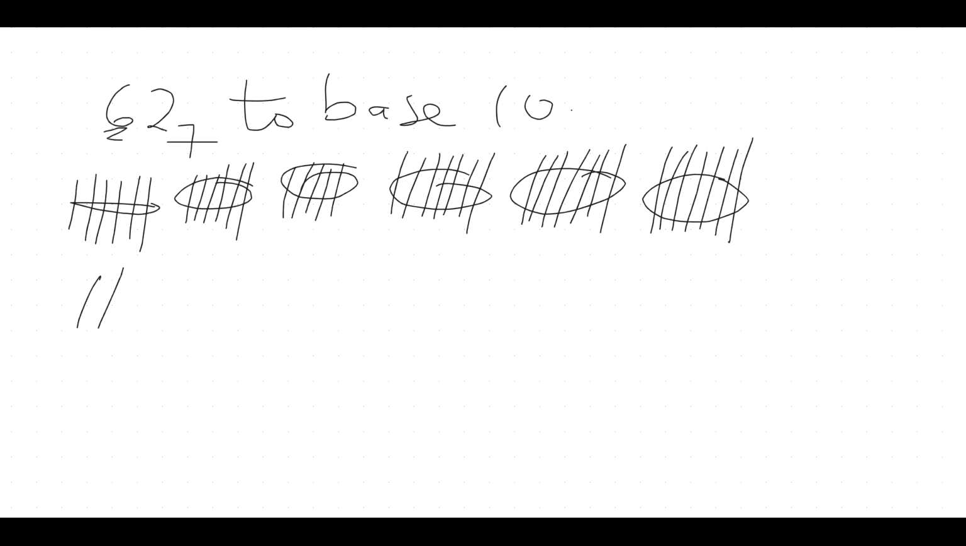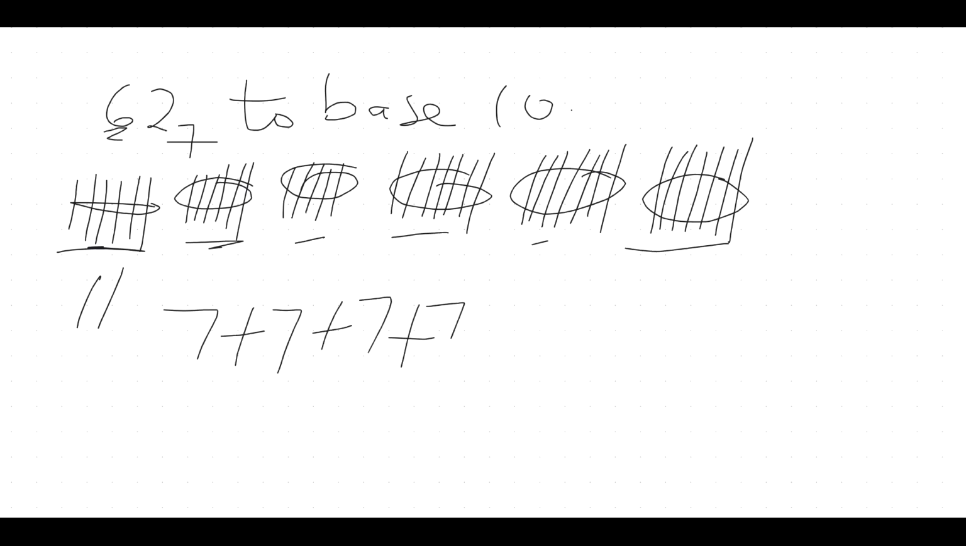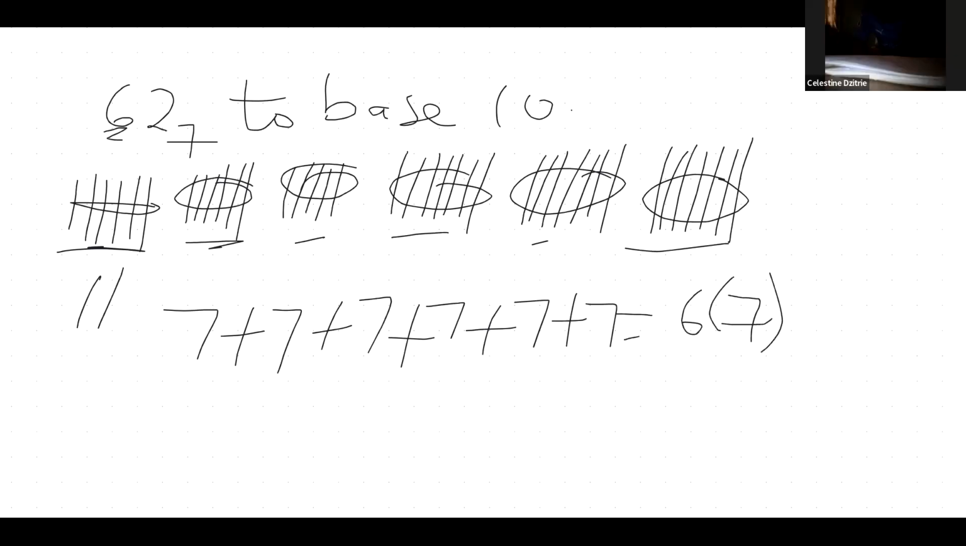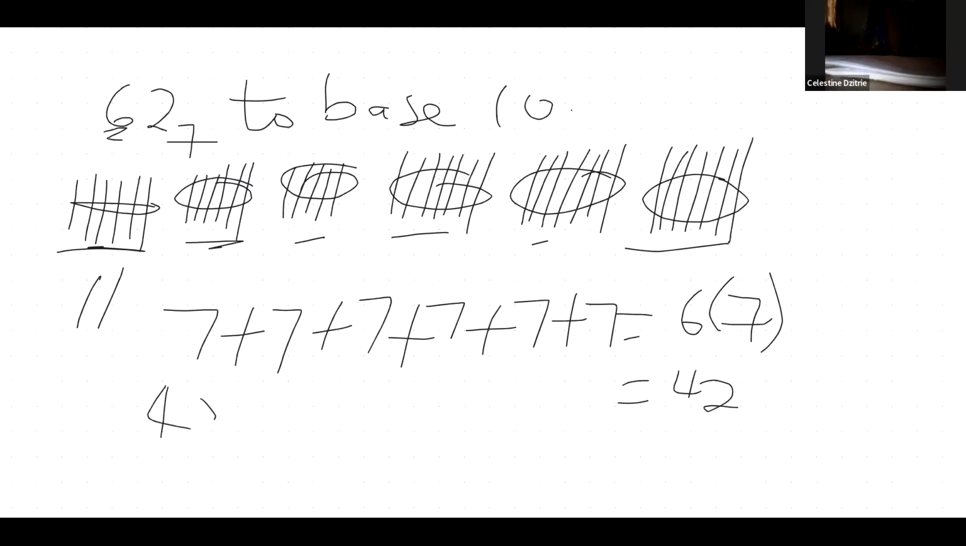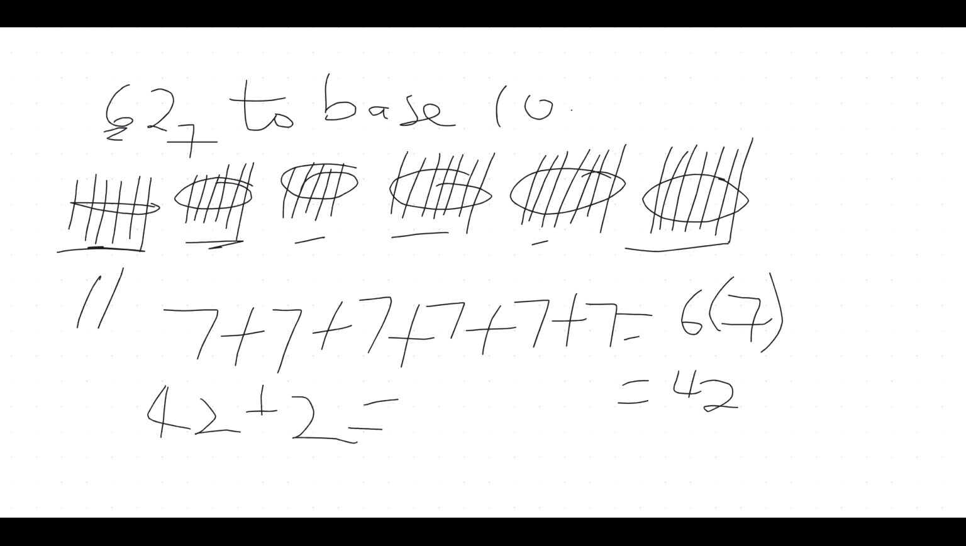So in that case, these bundles are in 7s. So I have 7 plus 7 plus 7 plus 7 plus 7 plus 7. There are 6 sevens. Basically, 6 sevens is 6 times 7. So that's 42 singles from the 6 bundles. If you add the 2 singles to 42, you get 44 base 10. You are done. Do you understand?